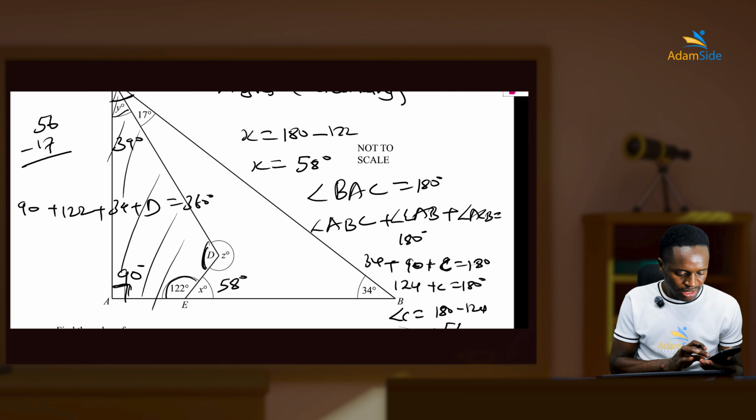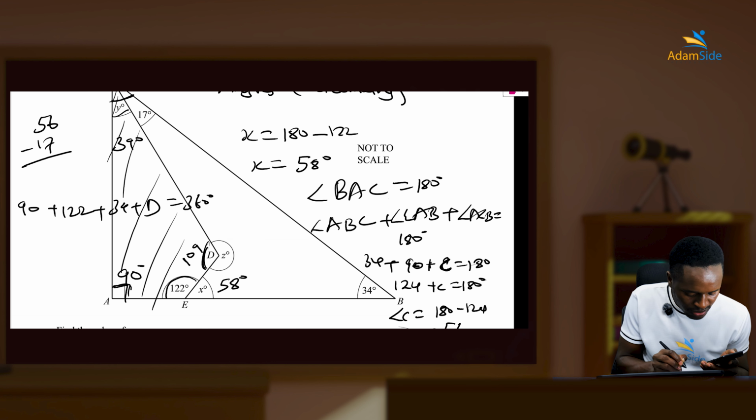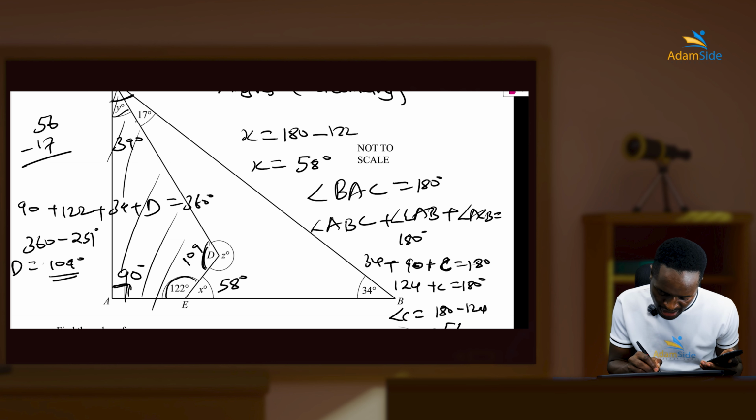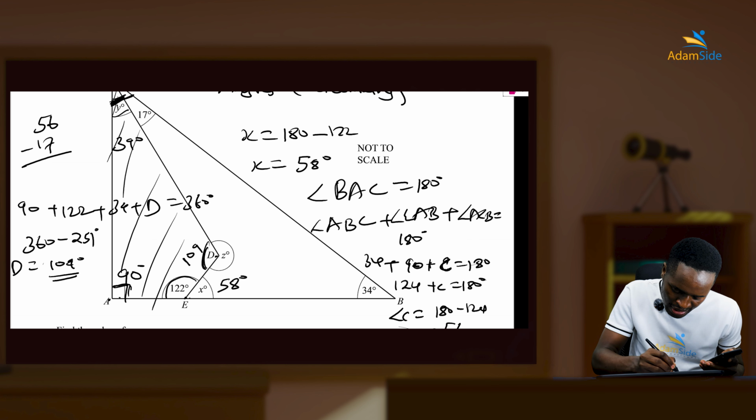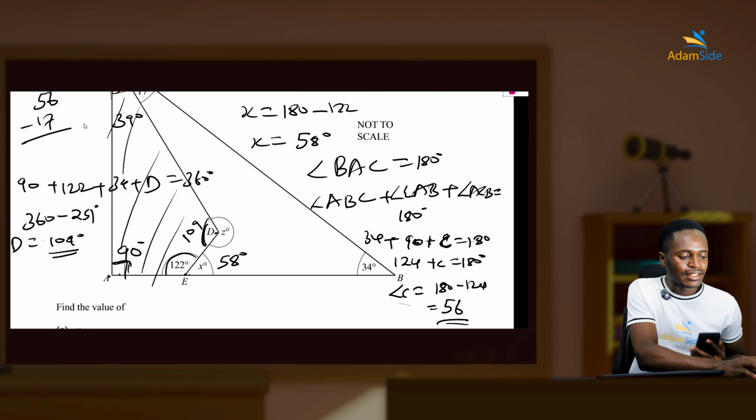What do you get? You get 251. So 360 minus 251, what do you get? 109. You get 109 degrees, and that 109 stands for angle D here, because the angles here add up to 360. So therefore, your angle D will be 109 degrees.